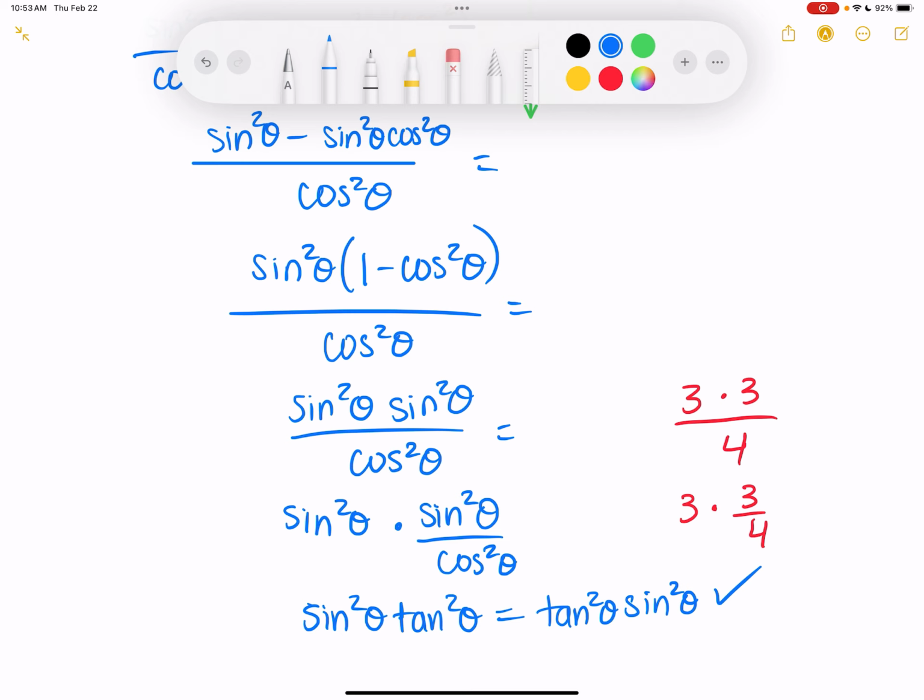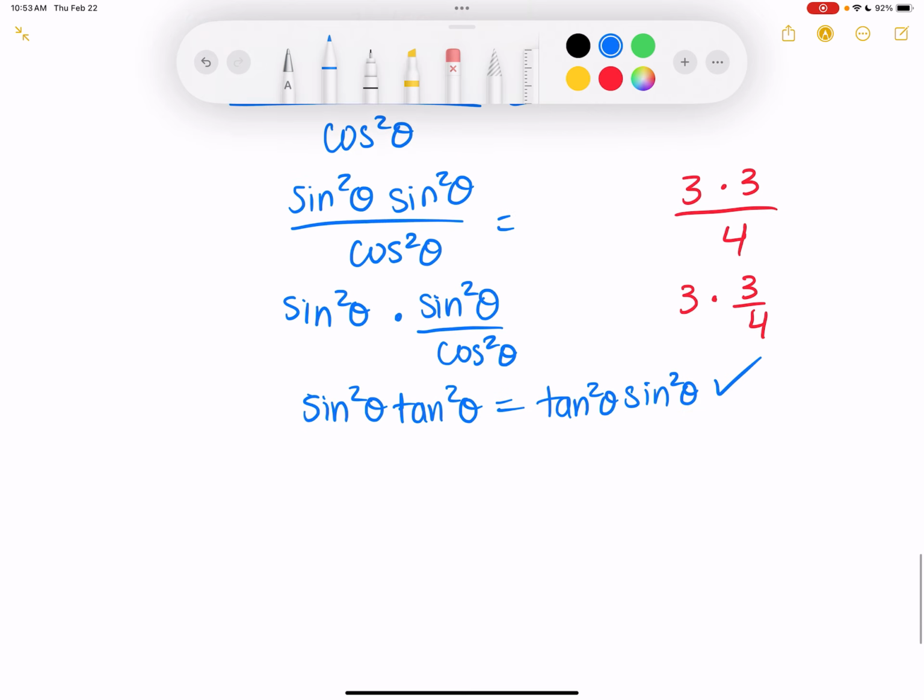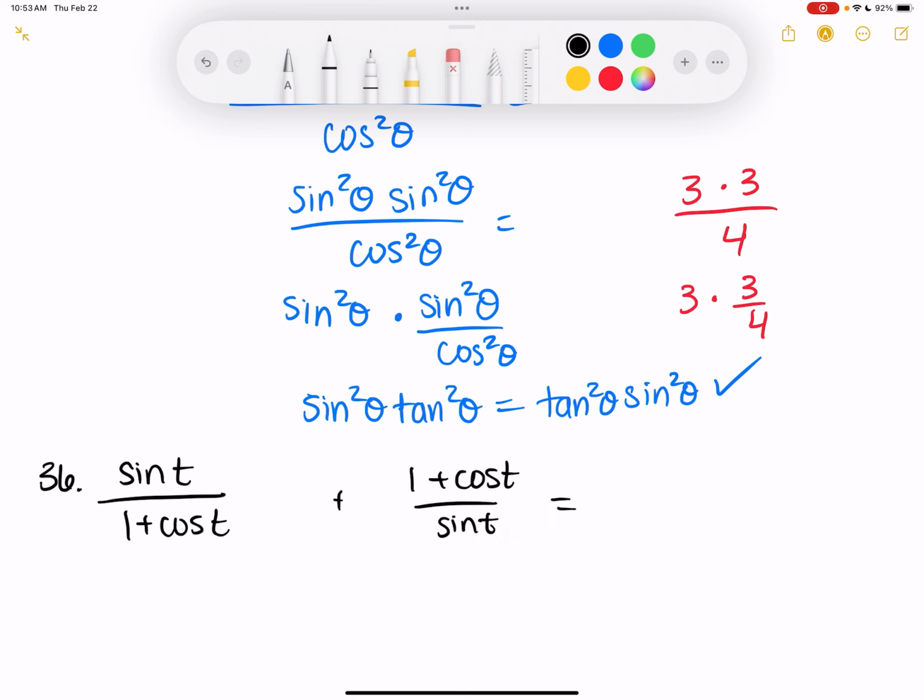Emily's here today, right? Yeah. All right, you can try this one: sine of t over 1 plus cosine of t, plus 1 plus cosine of t over sine of t, equals 2 cosecant of t. I'm spacing it out so you can see it.